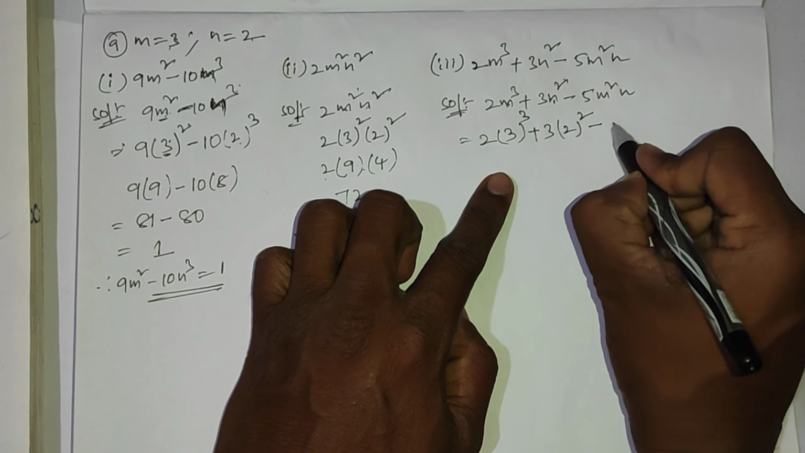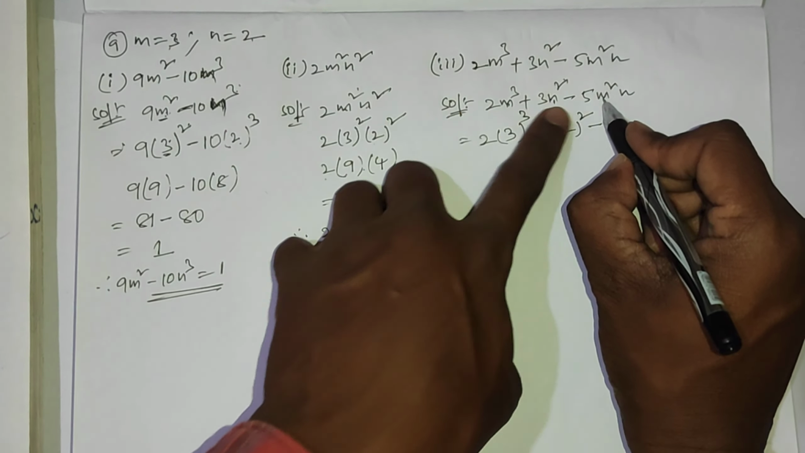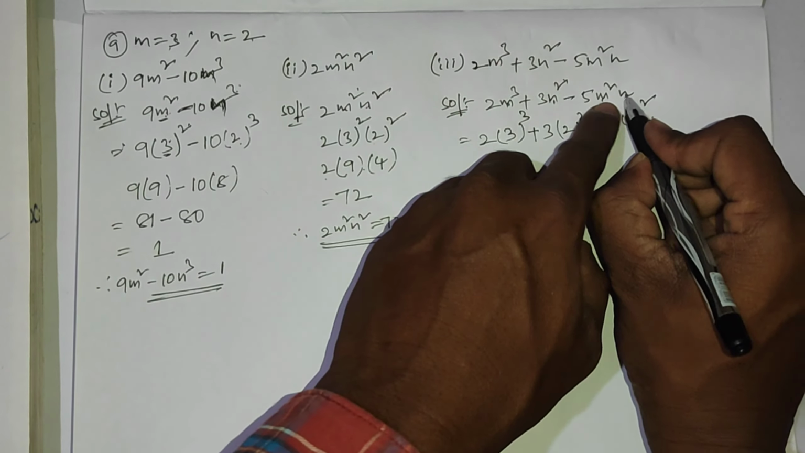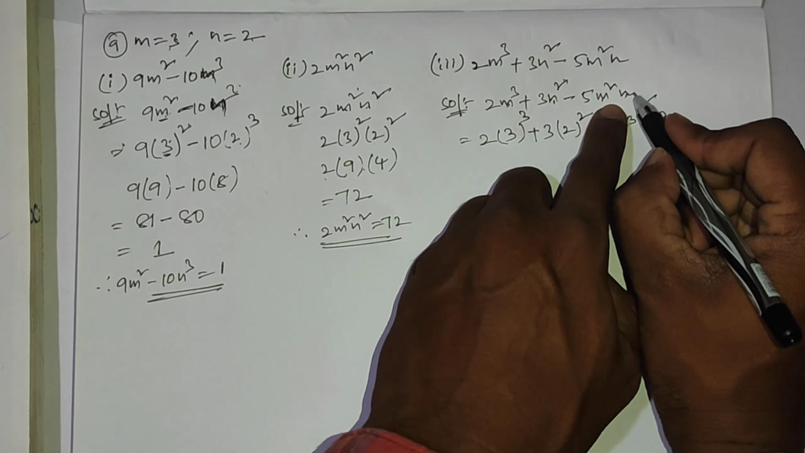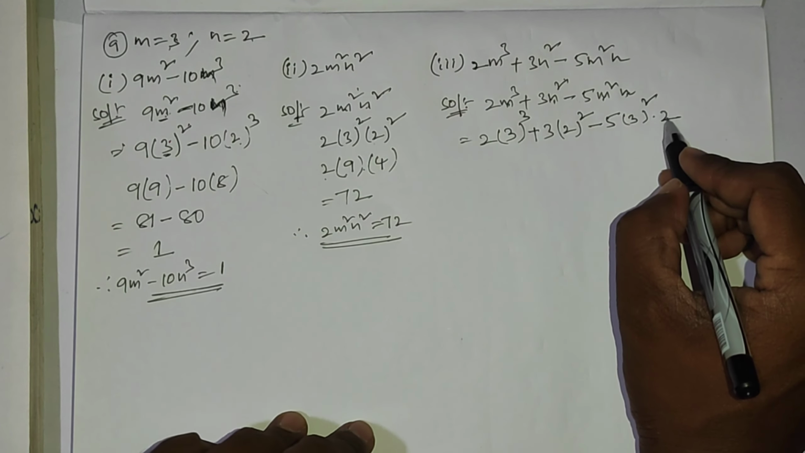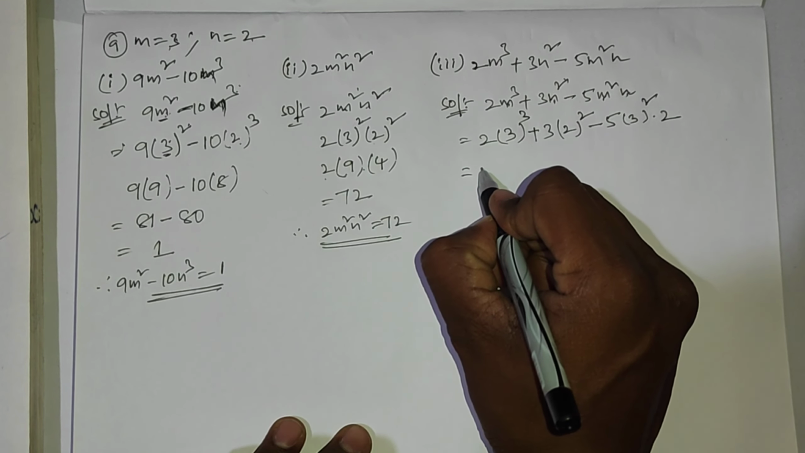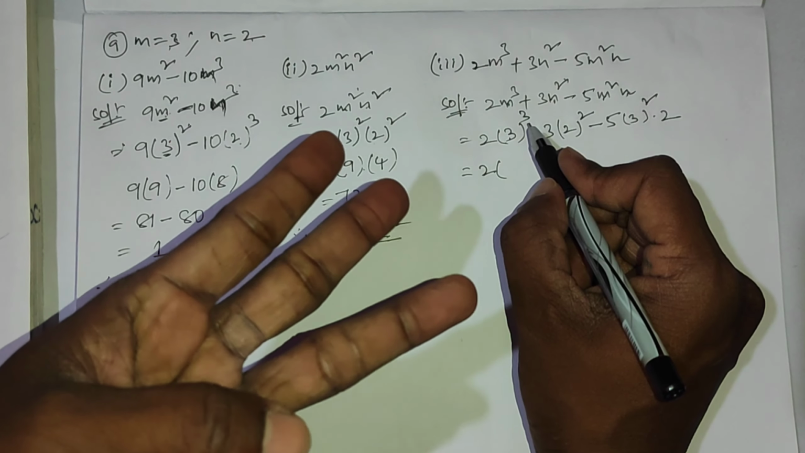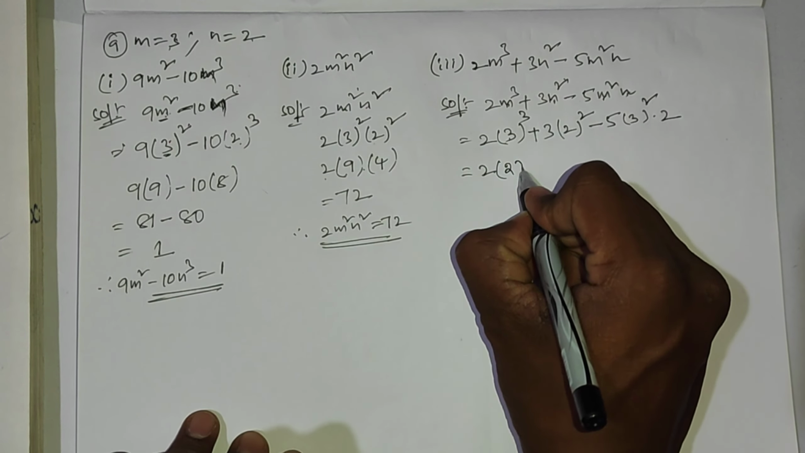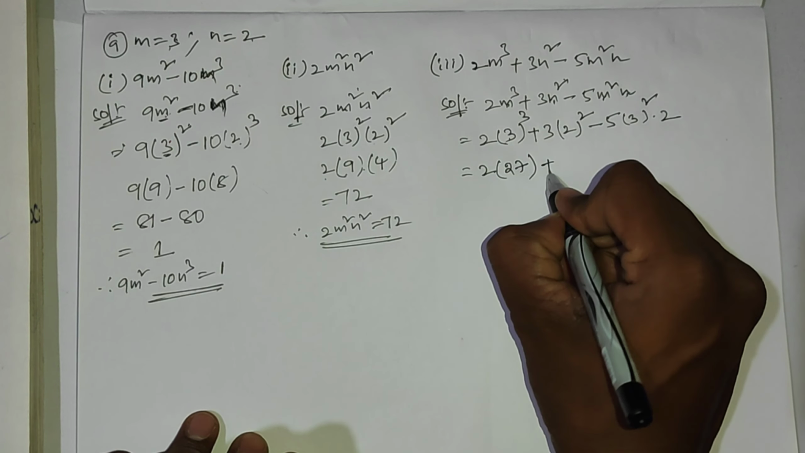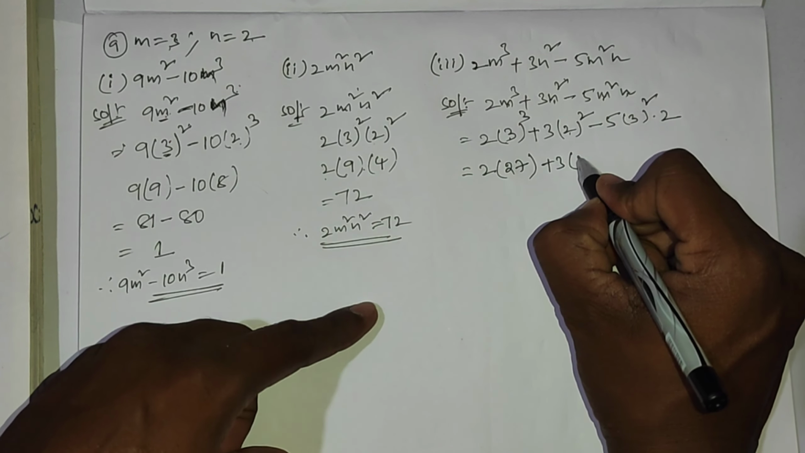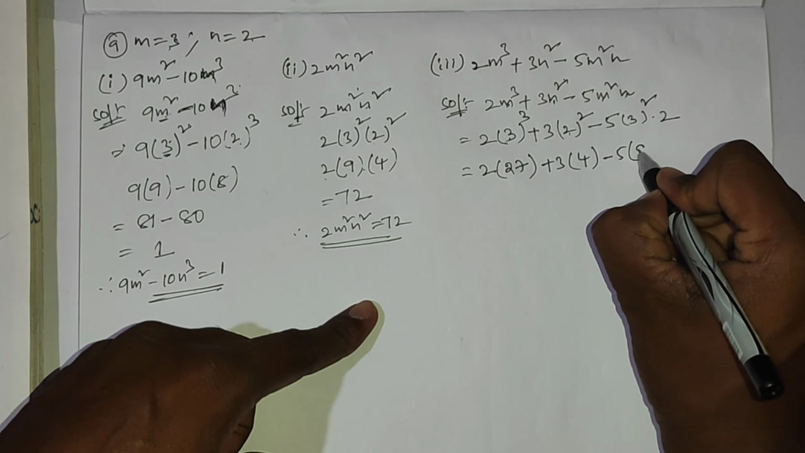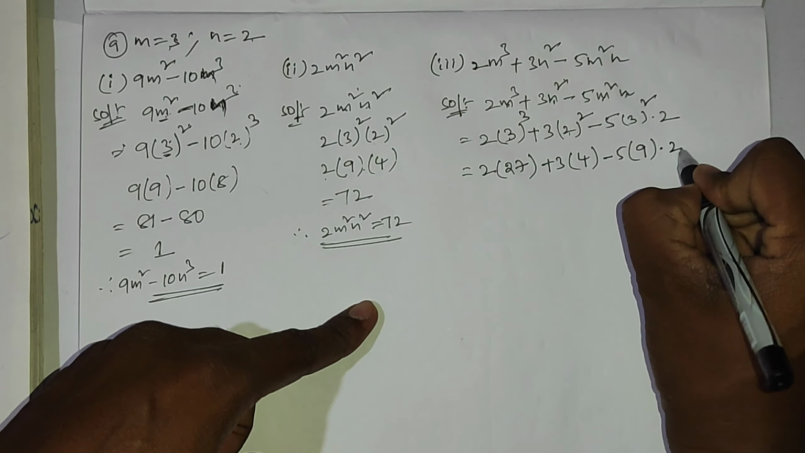Then symbol is minus 5 into again m square. M value is 3, and 3 having square, writing as it is, into n. N value is 2. So n doesn't have any square or cube, so writing only n value as 2 here. Now this is equal to 2 into 3 cube. 3 cube means 3 you have to multiply 3 times, 3 into 3 into 3. 3 3s are 9, 9 3s are 27. Plus 3 into 2 square means 2 into 2, which is 4. Minus 5 into 3 square means 3 into 3, 9, into 2.